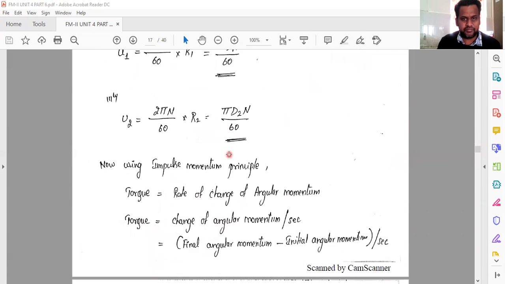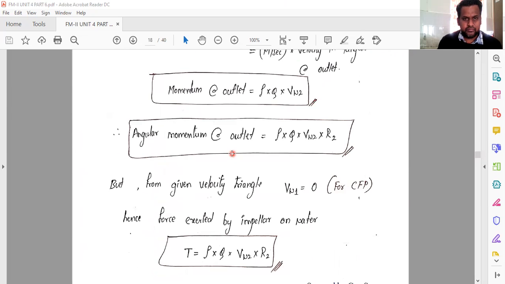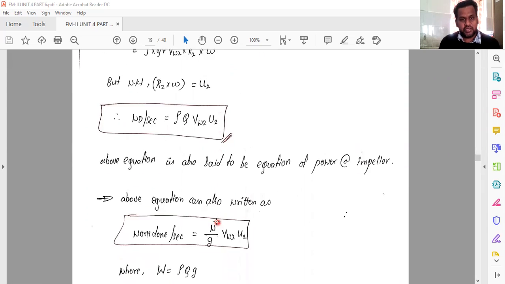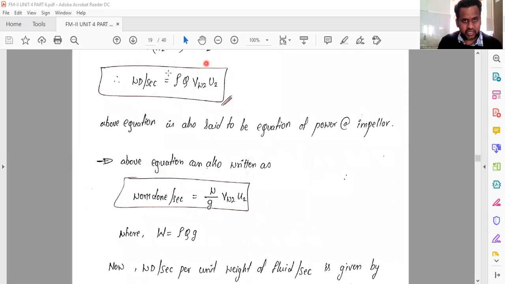Omega into R, as written. So we can write U2 instead of R2 into omega. That is rho into Q into VW2 into U2. So work done per second is equal to rho into Q into VW2 into U2. This work done per second is the equation of power at impeller.